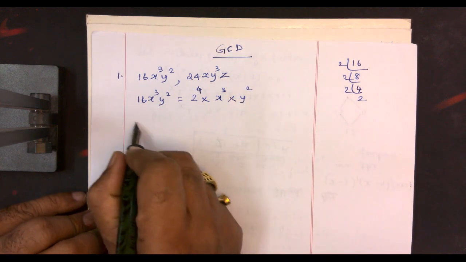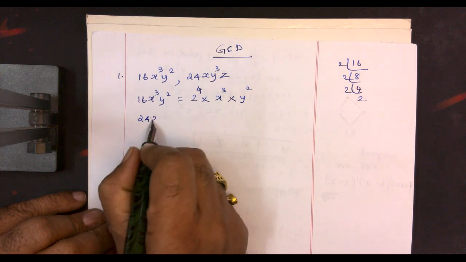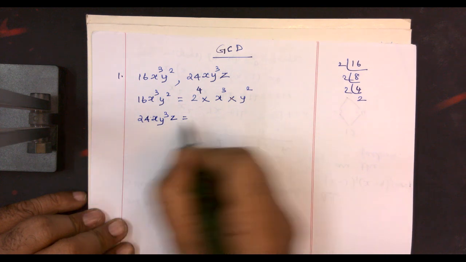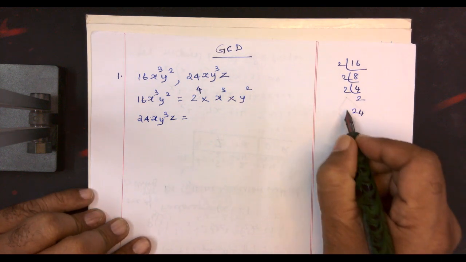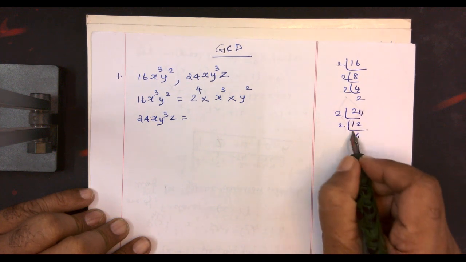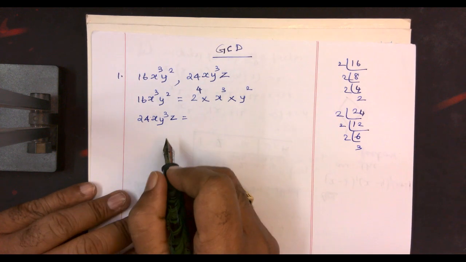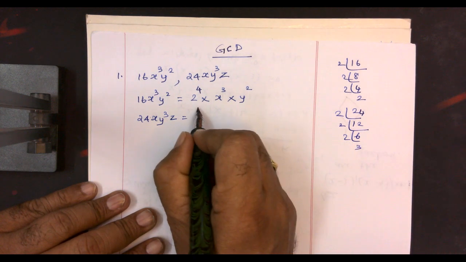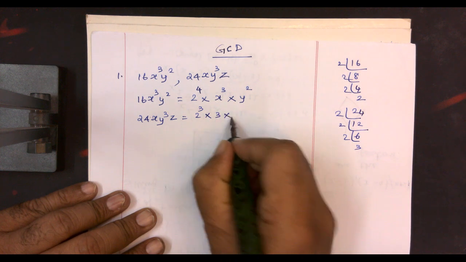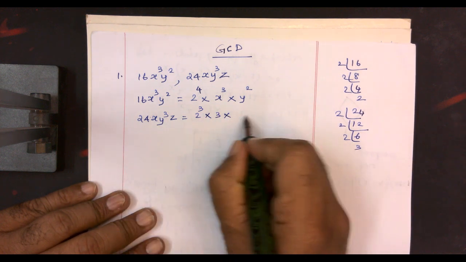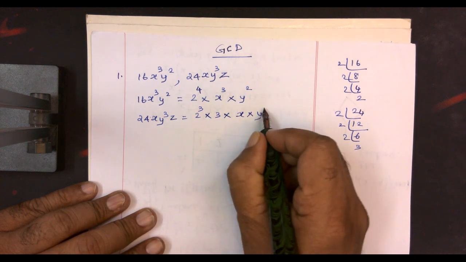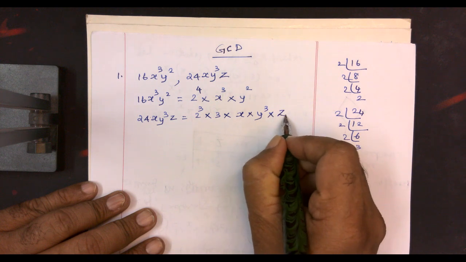Now 24x y cube z. Let us factorize 24. So 2, 12, 6, 2, 3. Is it not? So 2 cube into 3 into, and then you have x, then into y cube into z.